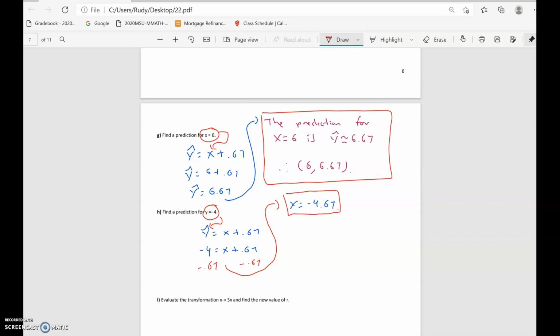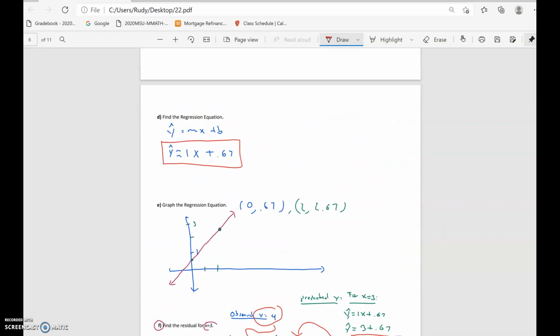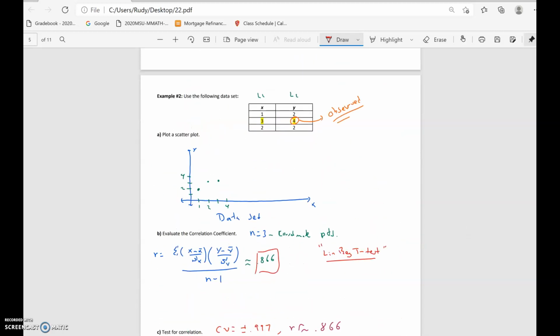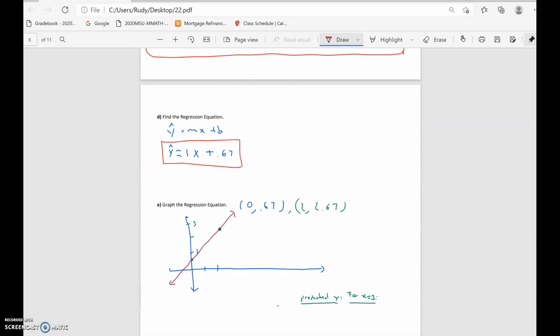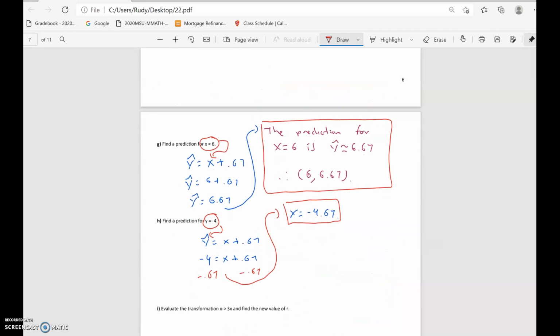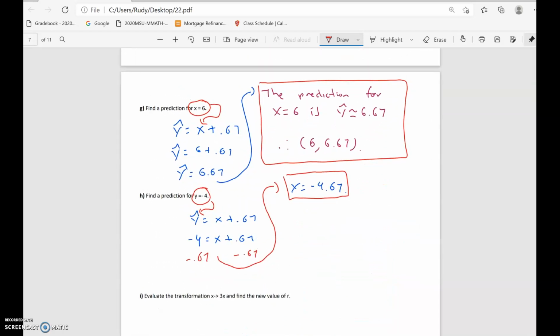In this case, because the data set just represents coordinate points, we're allowed to have negative values. We don't have any units attached to any of these values. But if we had units like minutes, we couldn't have negative minutes. So in this case, the predicted x for y is equal to -4 is x is equal to -4.67.